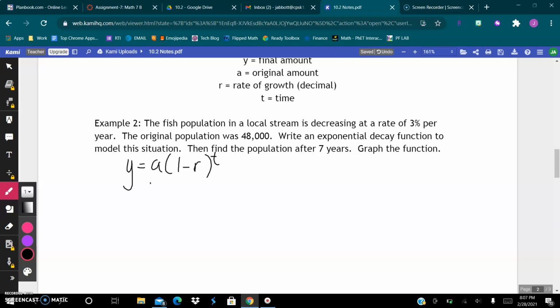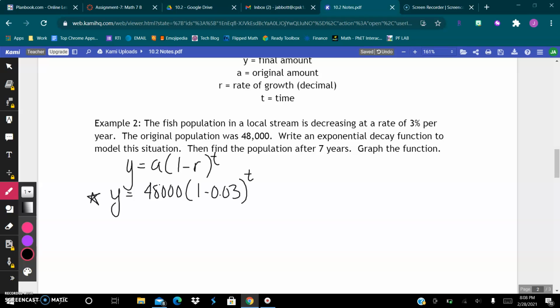A is 48,000. That's what they started with. Our rate is 3%, so we're losing 3%. Remember, I have to write it as a decimal. And just writing the equation, we're going to leave t in there. So that is our answer to our first question there.